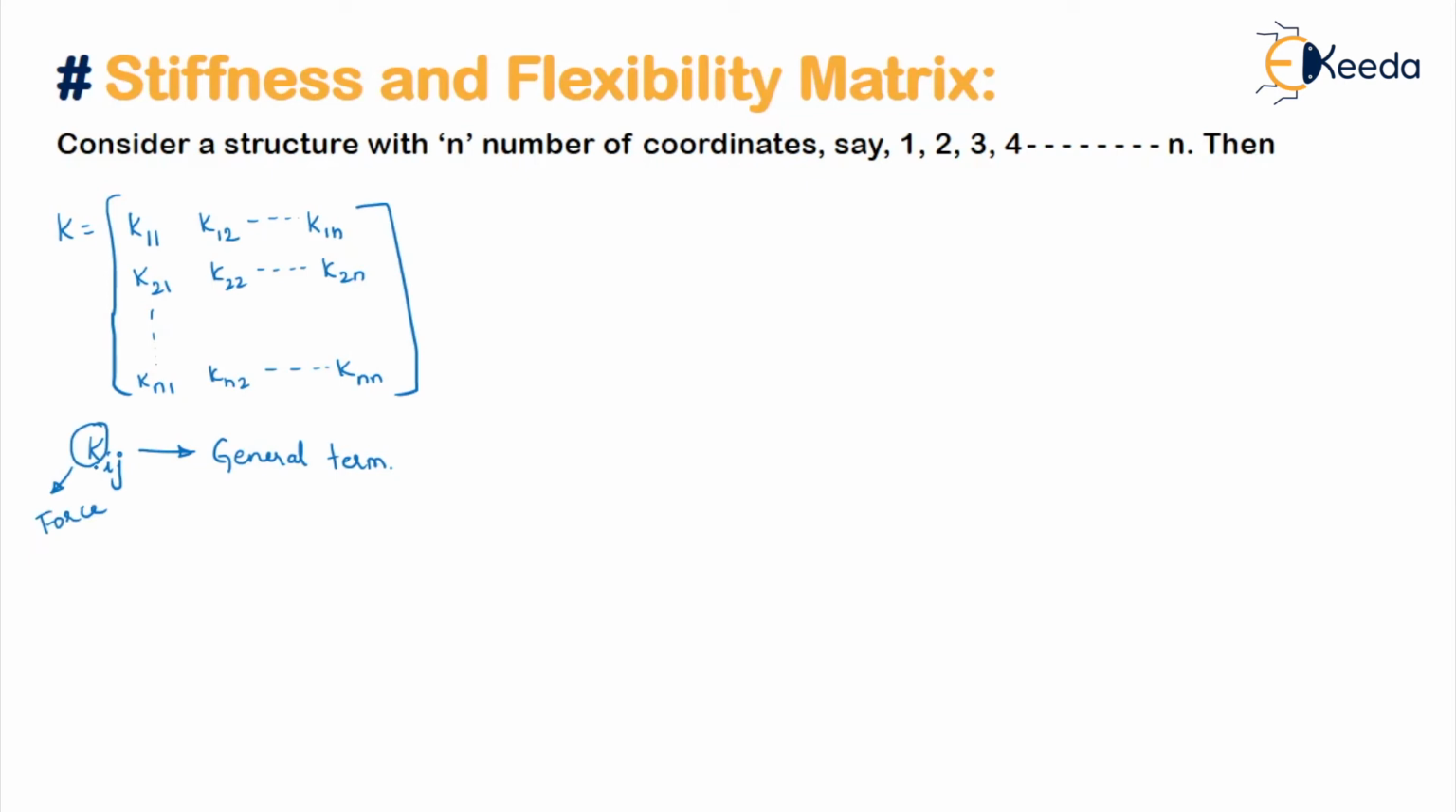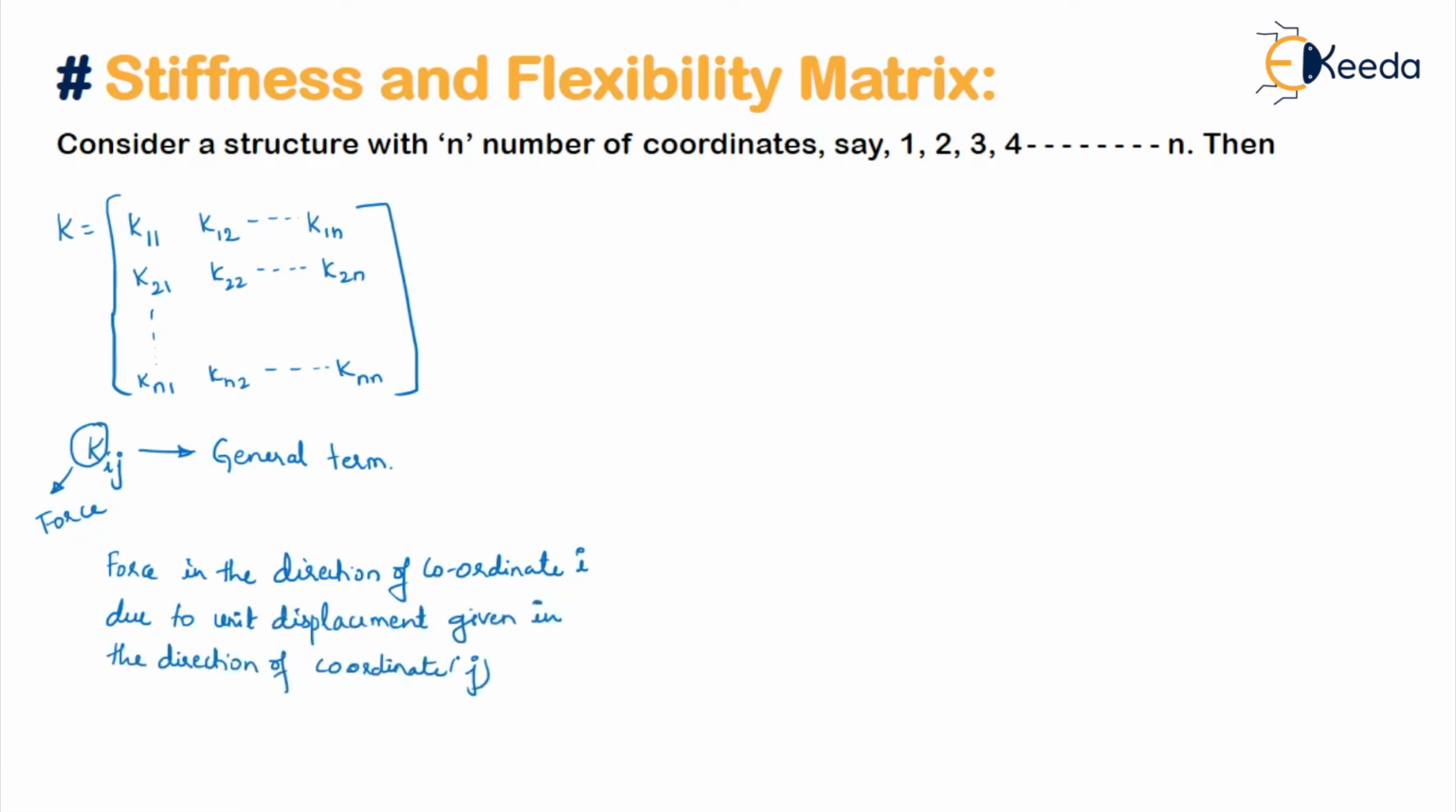In this, K stands for force, and what is Kij? Kij is nothing but the force in the direction of coordinate i due to unit displacement given in the direction of coordinate j. What is the meaning of i and j? So if you give a unit displacement at j, the force at coordinate i is the meaning of the term Kij. If it is K11, what is the meaning?